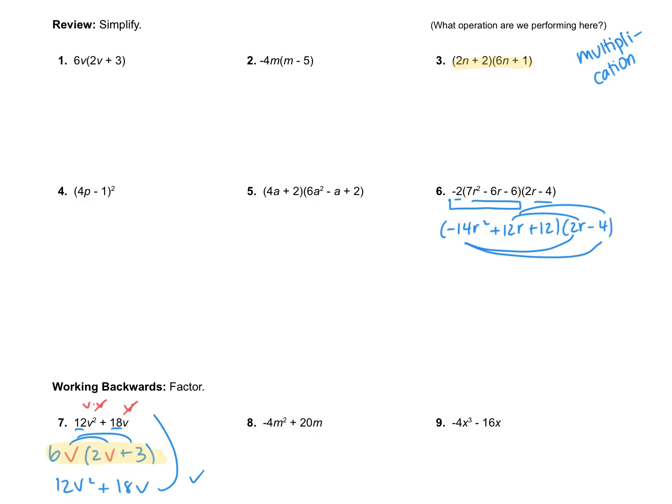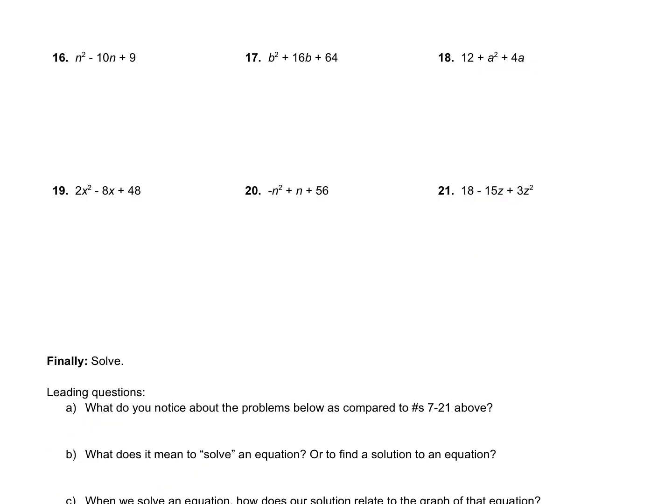So I want you to go to the next page. So that is something like 16. So we're going to talk about 16 together. Is there anything I can take out of all 3 of those terms? Is there anything that n squared, 10n, and 9 all have in common? No. Okay, so there's no GCF. There's no greatest common factor to take out. That tells us that we might end up with 2 factors like this.